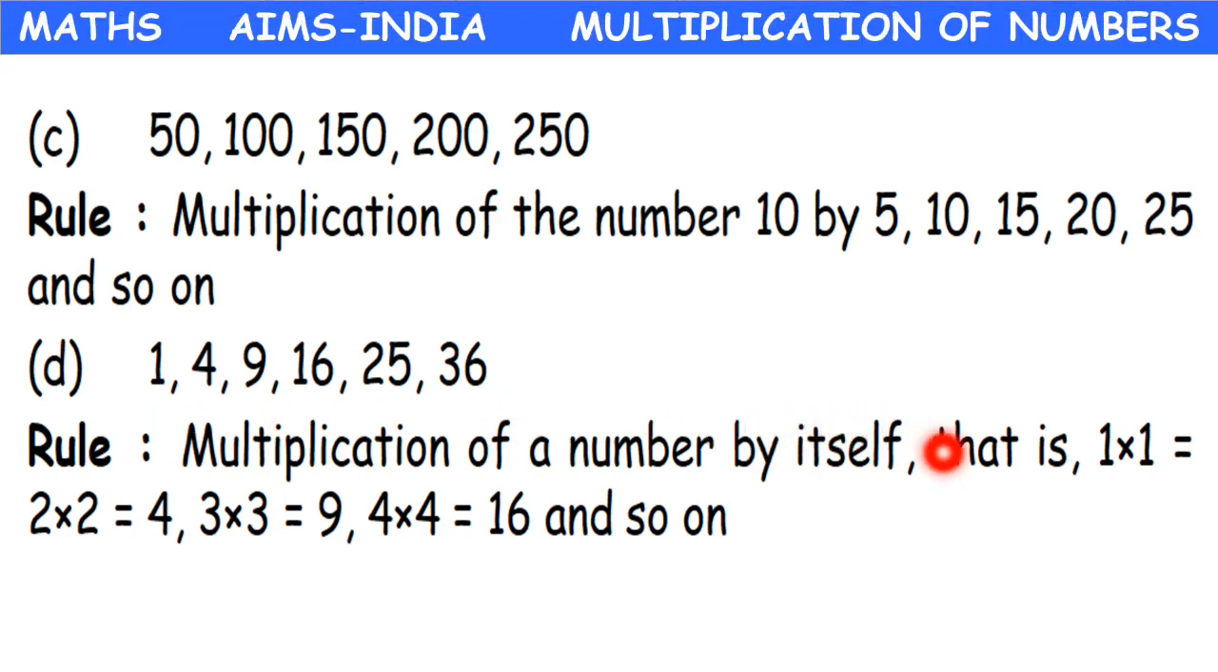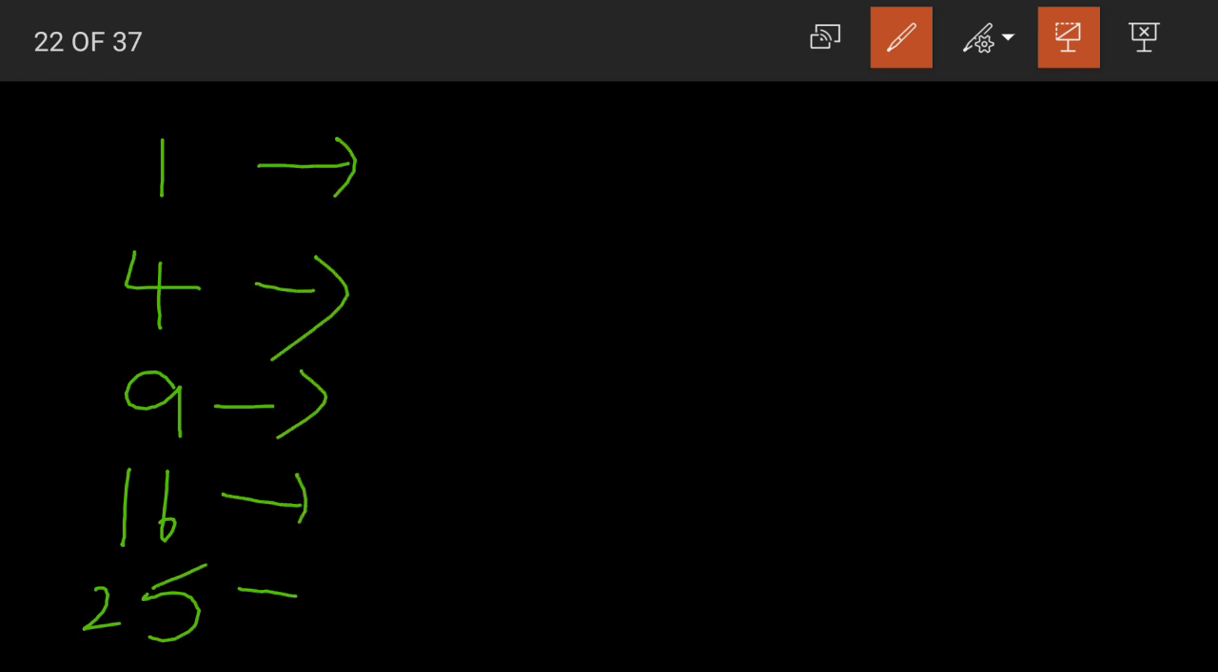Multiplication of a number by itself, that is 1 ones are 1, 2 twos are 4, 3 threes are 9, 4 fours are 16 and so on. What are the numbers here? 1, 4, 9, 16, 25. Now how did we get these numbers, children? Now all these numbers do not come in a single table. Yes. Now 4 comes in 2 and 4 table, but 9 does not come in either of the tables. So what can be the rule here?